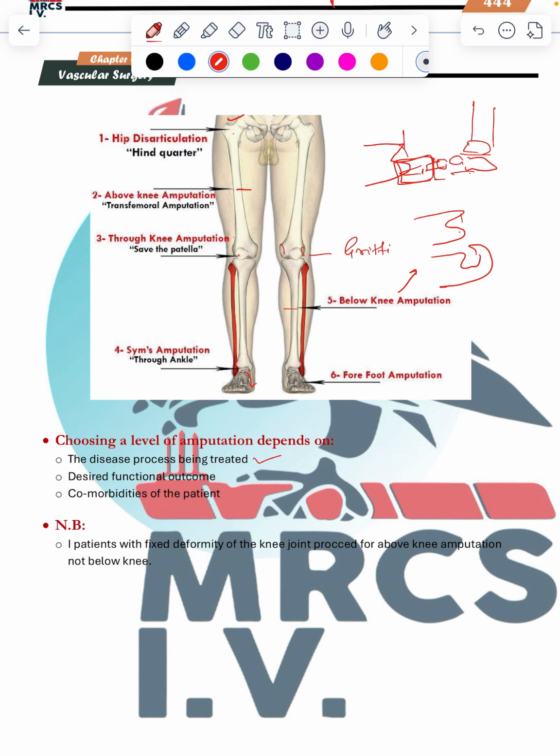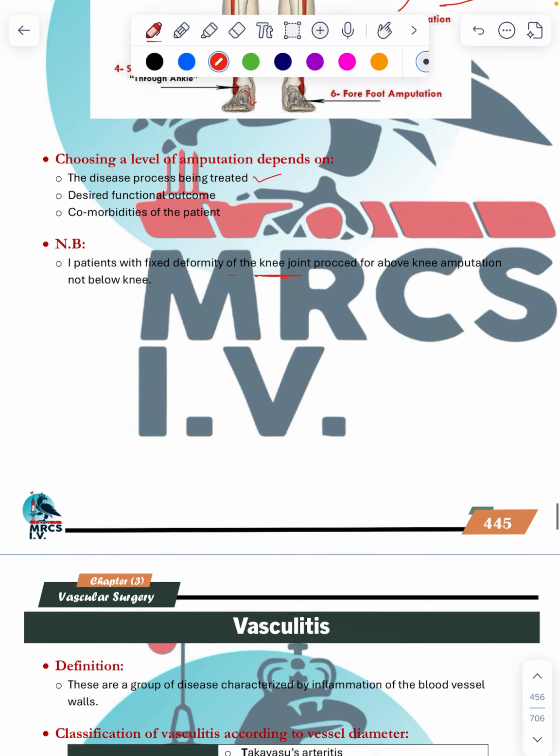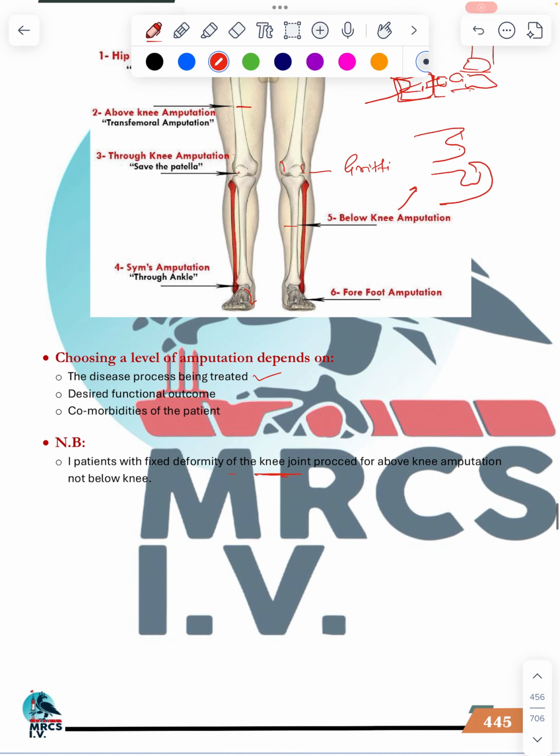And comorbidities. Patients with fixed deformity of the knee joint. If there is a deformity of the knee joint, the immediate proximal joint from the amputation has to be working. Distal is removed, proximal has to work. So if the knee joint already has a deformity, you can't go for below knee amputation, you have to go for above knee amputation. So this was about the amputations.